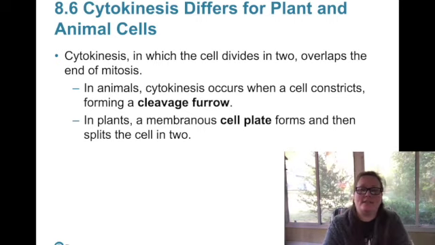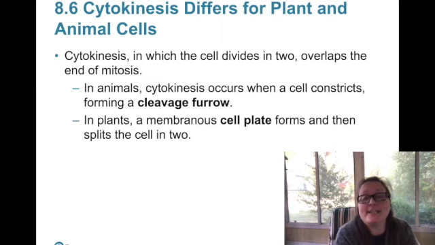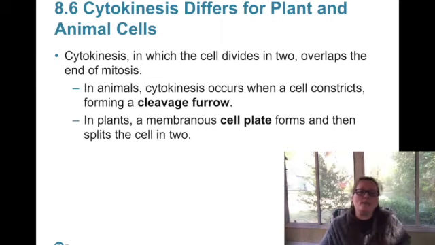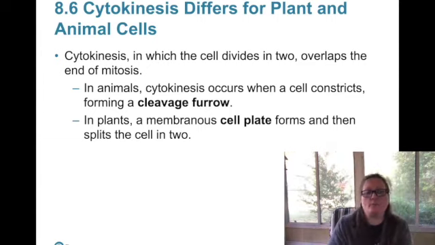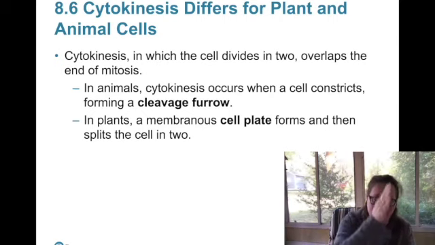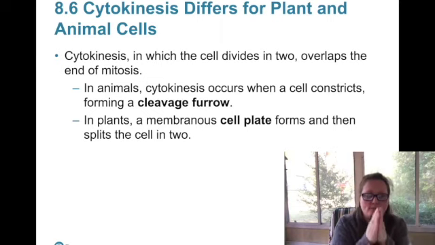Cytokinesis, this is where the cell divides into two. Cyte, remember, cyte is cell. So this is where it's breaking it into two. Animals, this happens with a cleavage furrow. Like I said, it pinches it and then separates it. For plants, it builds a new wall. That's a cell plate. It builds a little plate in between the two. That becomes the new cell wall. That's what makes them two different plant cells.